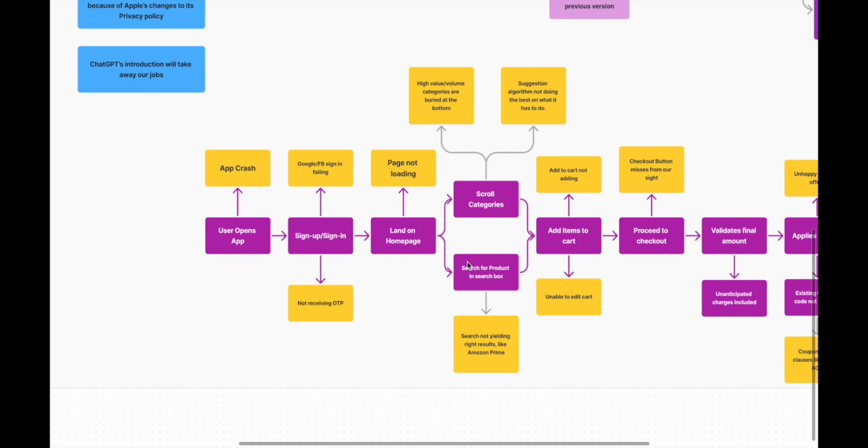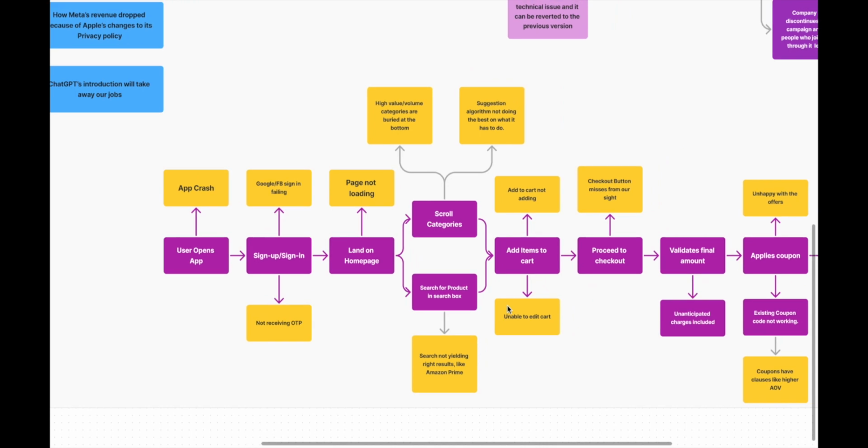Or say for example, they do not scroll to categories, but they directly go to the search box and search for the product they want. If the search is not yielding the right result, they will not be able to discover the item, and therefore they will not be able to proceed forward. Example, whatever is happening with Amazon Prime. You know that searching on Amazon Prime never yields the right movie, and therefore people do not really watch movies on Amazon Prime these days. So that could be one reason why there's a drop off. And this could be related to any technical update that happened in the past week or past month.